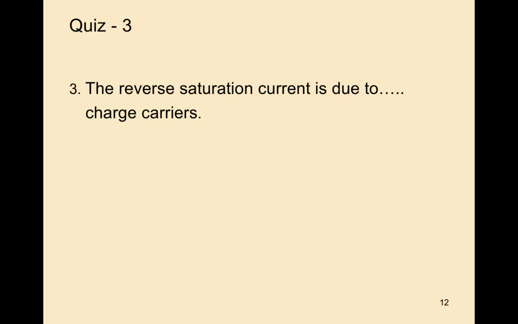The reverse saturation current is due to minority charge carriers. The reverse saturation current is due to minority carriers only. There is no current due to majority carriers in PN diode when we connect in reverse bias condition. When we connect a diode in reverse bias condition, there is a current due to minority carriers only. Because of these minority carriers, the small current flows in the diode. That current we call the reverse saturation current. So this reverse saturation current is due to minority charge carriers only.